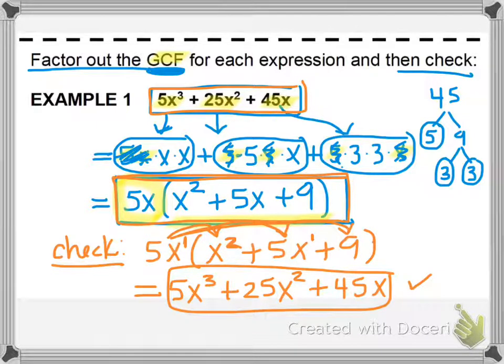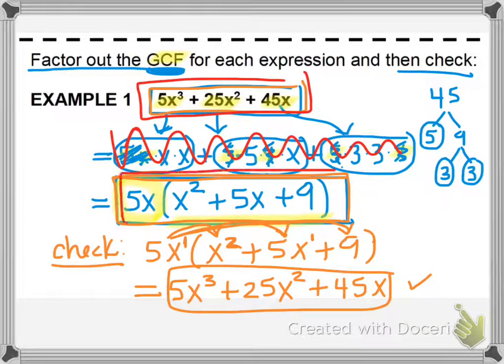Now let's talk about a way where we could do this where we don't actually do this step right in here, where we go straight from here to here. So what you want to do is first look at the numbers of each term, 5, 25, and 45. It's kind of like you're trying to figure out what's a number that you can divide into each of those. Well, they're all divisible by 5. So I'm going to pull a 5 out in front. That's where this 5 comes from.